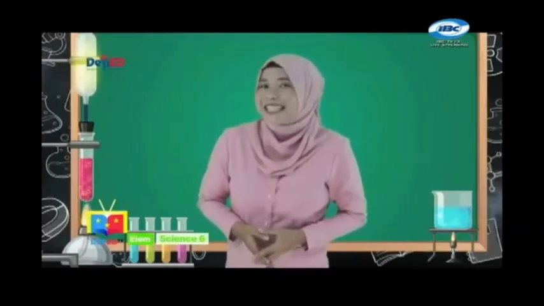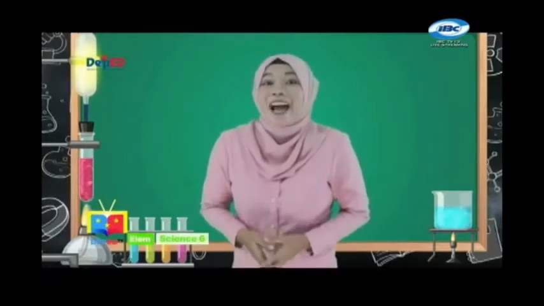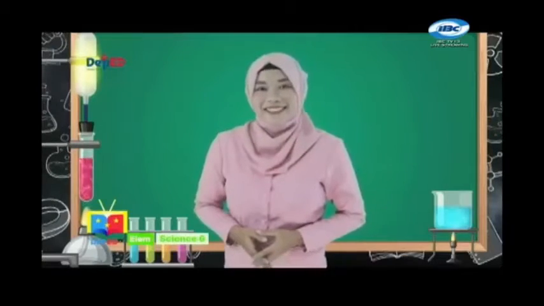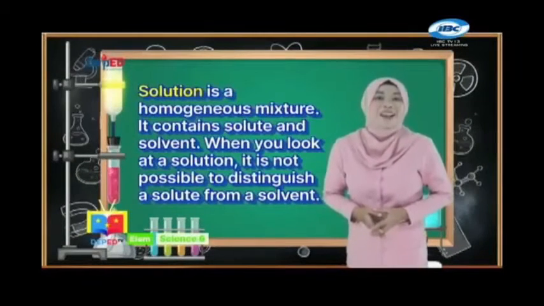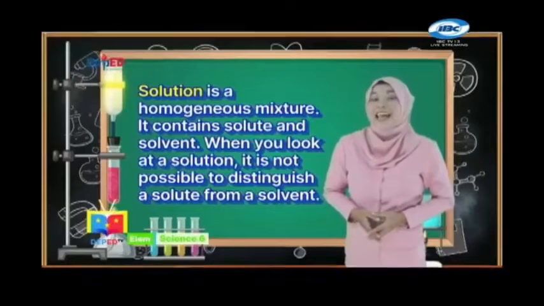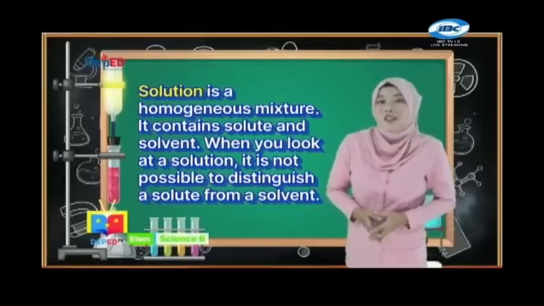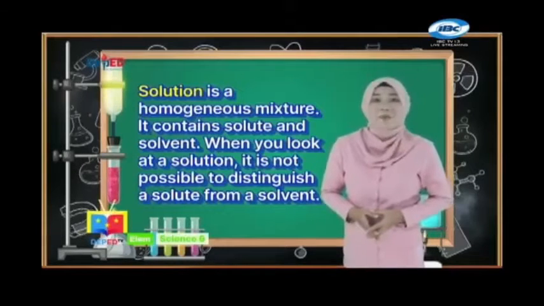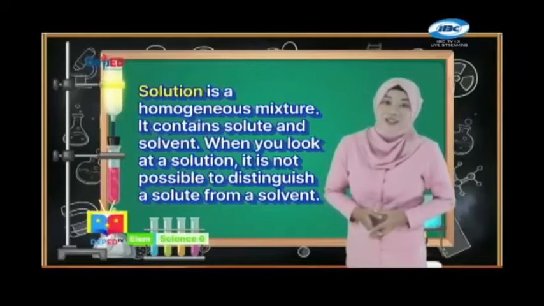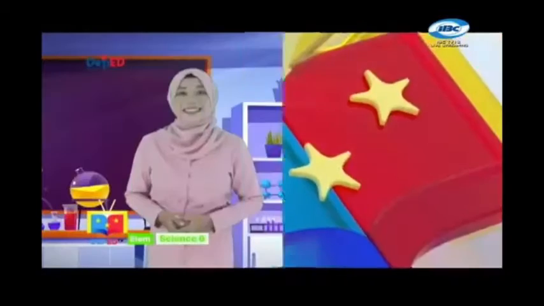Now, my dear science-minded learners, how do you describe solution? Remember, solution is a homogeneous mixture. It contains solute and solvent. When you look at solution, it is not possible to distinguish a solute from a solvent.